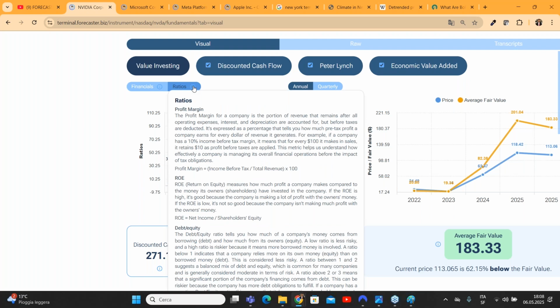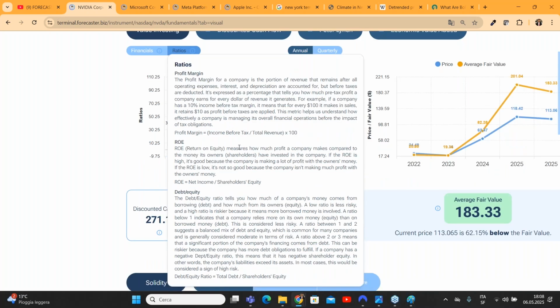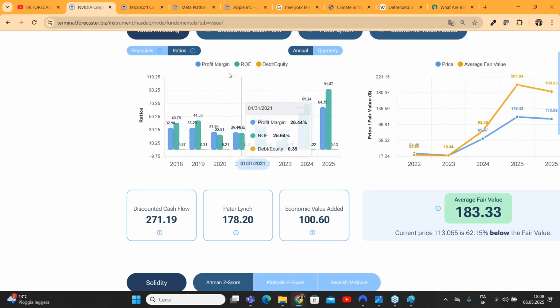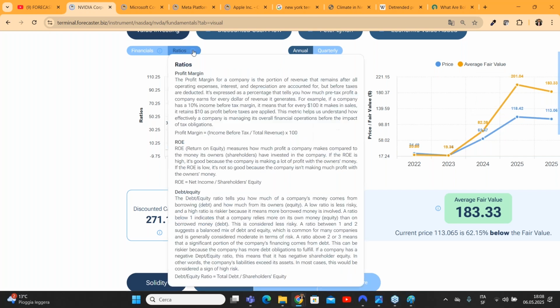I would like you to remember that the Forecaster terminal's aim is not to be a black box, but we really would like you to understand the data you're watching, because you have to trust the data you're watching. And if you don't understand where it is coming from, you cannot trust the data. So every time you see something, we explain how we got this result and what it is.